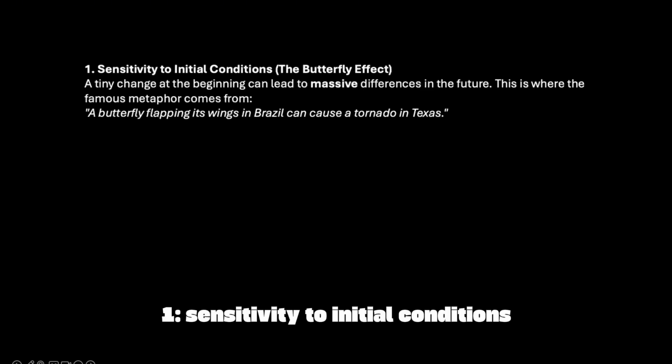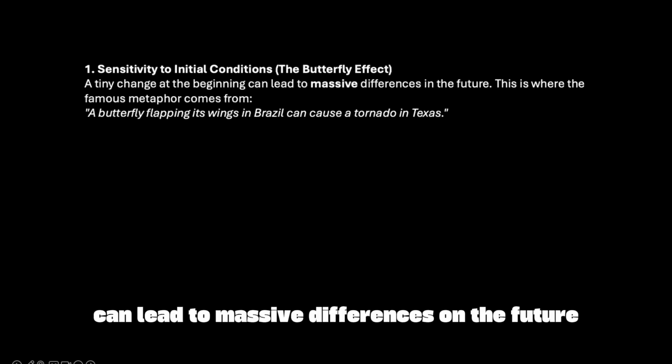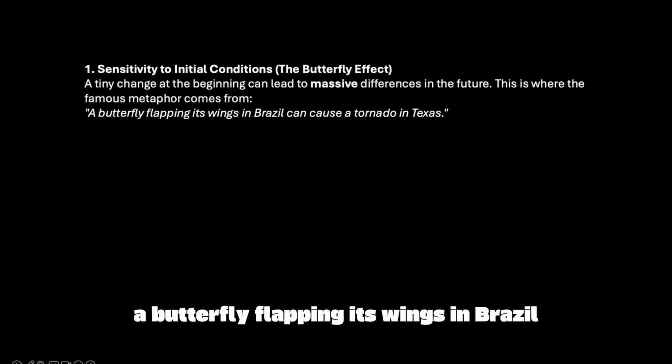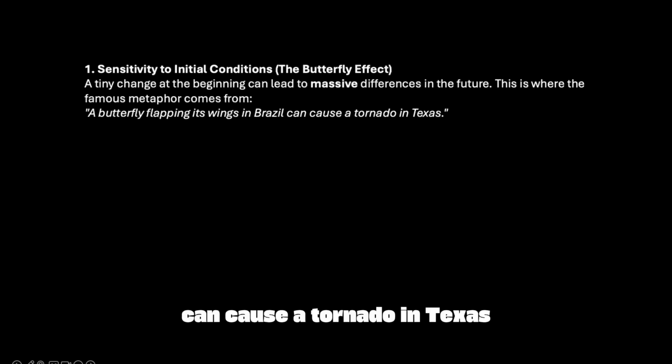The first one is sensitivity to initial conditions, the butterfly effect. A tiny change at the beginning can lead to massive differences in the future. This is where the famous metaphor comes from: a butterfly flapping its wings in Brazil can cause a tornado in Texas.